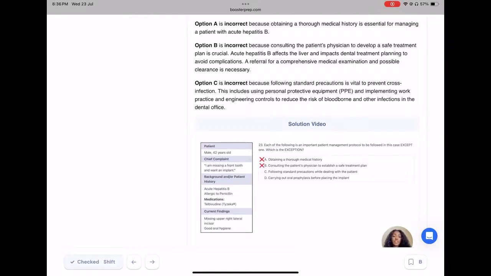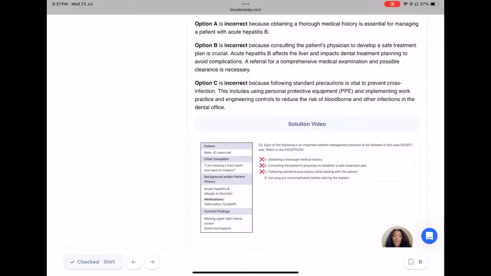Option C reads following standard precautions while dealing with the patient. It's important to follow standard precautions to prevent things like cross-infection. This includes wearing PPE and using work practice and engineering controls to eliminate the incidence of contracting hepatitis B. So this would be incorrect.